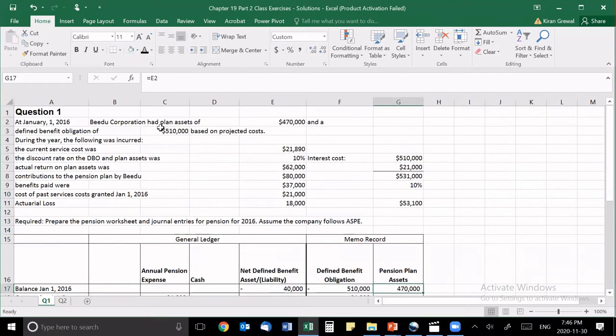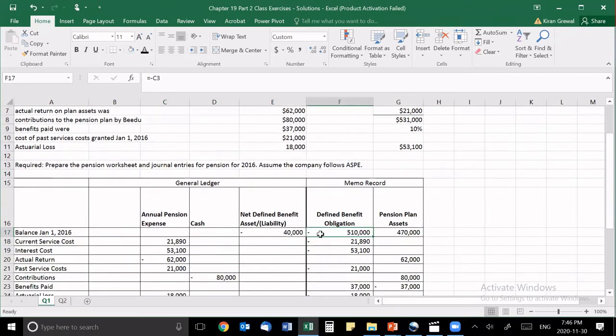470,000. Our opening balance over DBO, that's a liability, so that's going to be a credit amount, so it's going to be negative 510. Looking at the difference between these two is going to give us our net defined benefit asset or liability. So negative 510 plus 470,000 gives us negative 40, right? So the difference is 40,000, and it's a negative because your liability is higher than the asset. So right now, in the opening balance, we have a liability actually of negative 40.